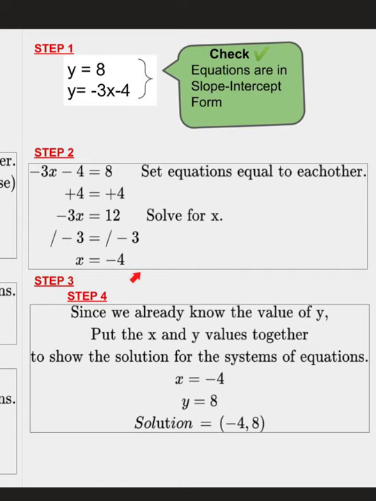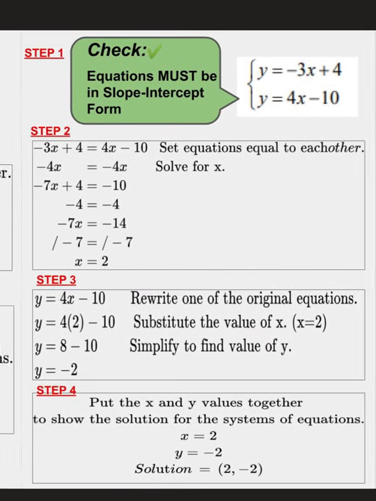Now step 3 I skipped because since we already know the value of y, you're just going to put the x and y values together to show the solution for the system of equations. The x value we solved for was negative 4. We know from the very beginning that y was equal to just 8. Put it together and you have the solution of negative 4, 8. That's where the two lines are going to cross.